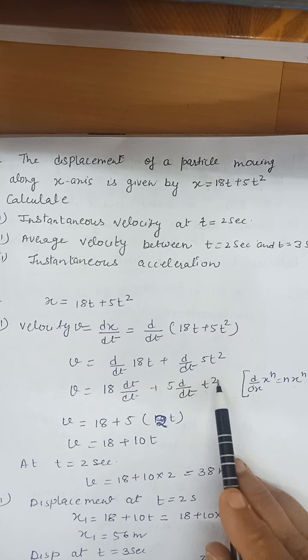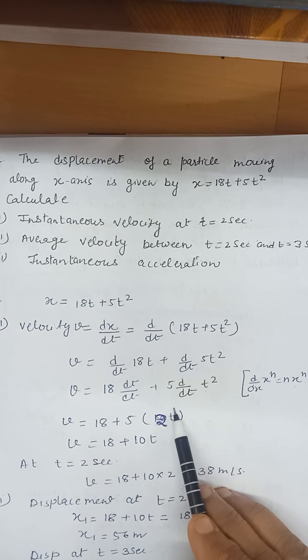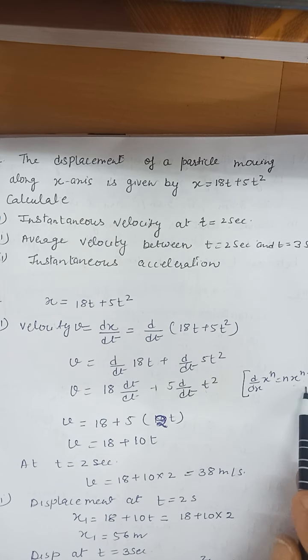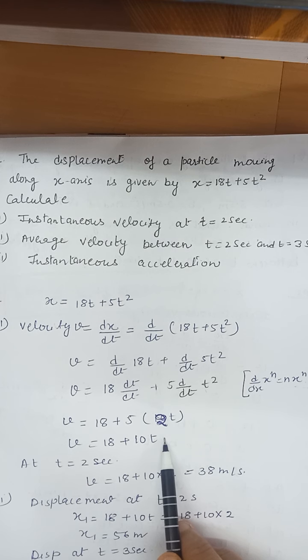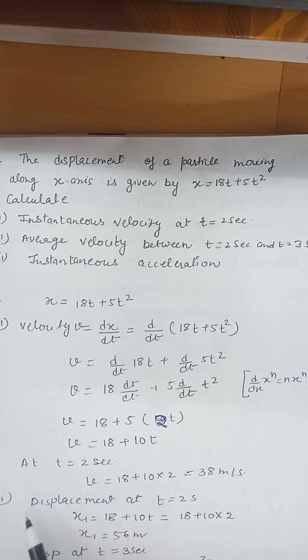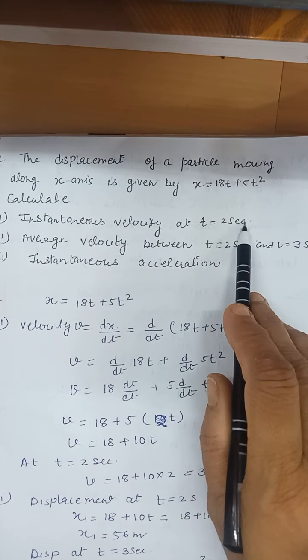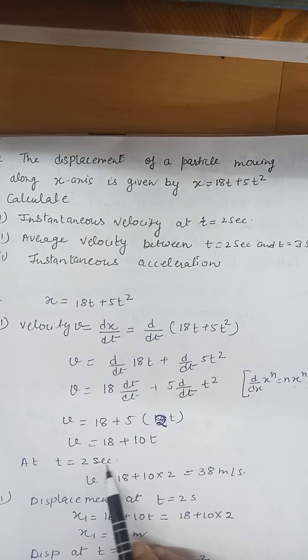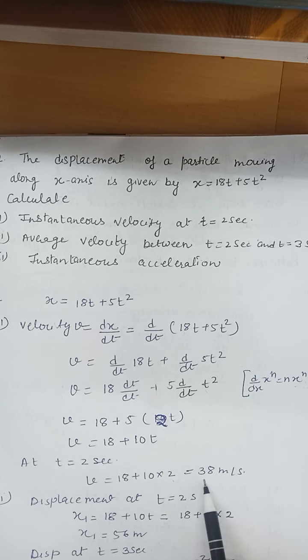Now apply this condition here. You will get 2t, and n minus 1 means 2 minus 1, so you get 2t to the power 1. Now v = 18 + 10t. Now you have to find the instantaneous velocity at t = 2 seconds, so substitute t = 2 seconds in place of t. You will get the answer 38 meter per second.